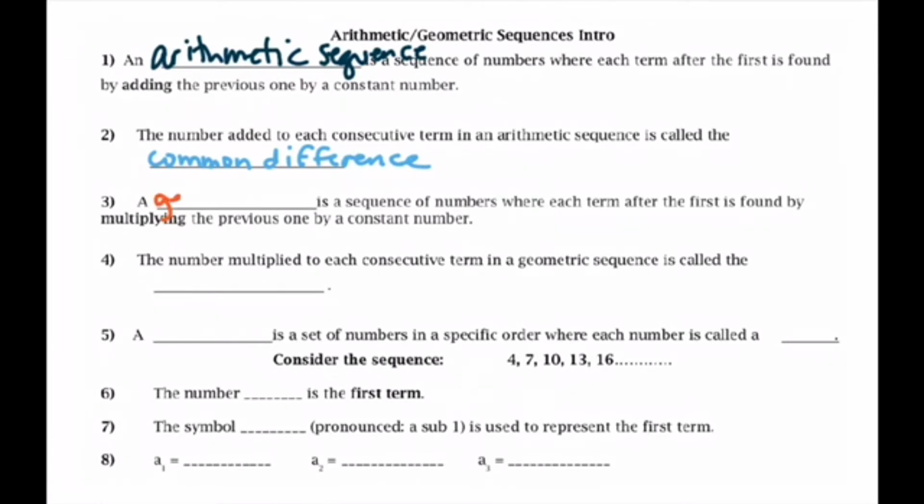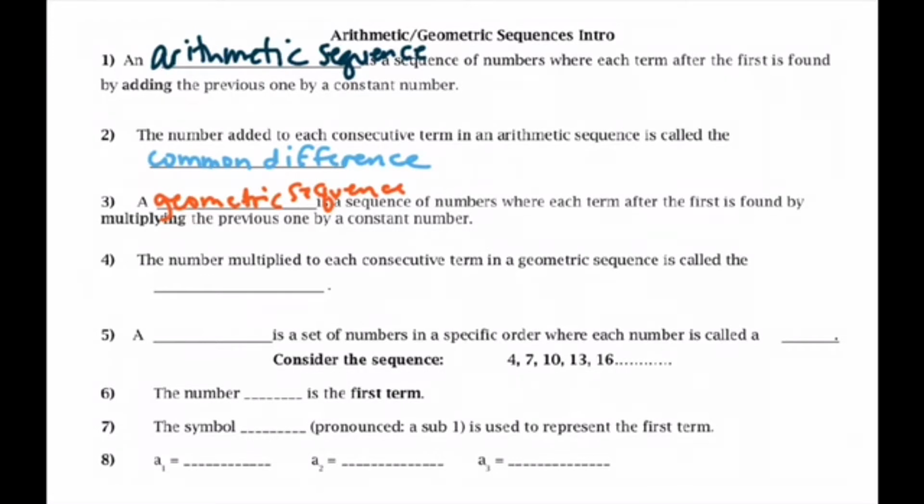A geometric sequence. Sorry, I should have left more room here. Geometric sequence. A geometric sequence is a sequence of numbers where each term after the first is found by multiplying the previous term by a constant number. So you multiply by 2, you multiply by 2, you multiply by 2. So the sequence of 2, 4, 8, 16, 32, 64 would be an example of a geometric sequence.